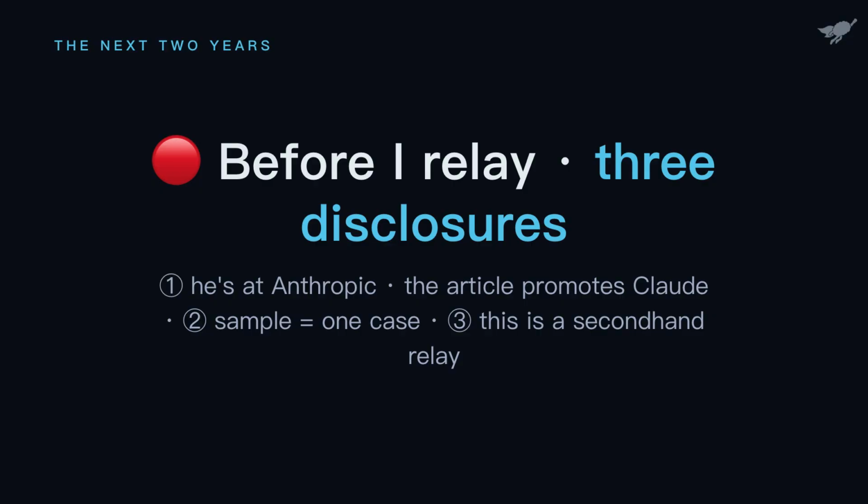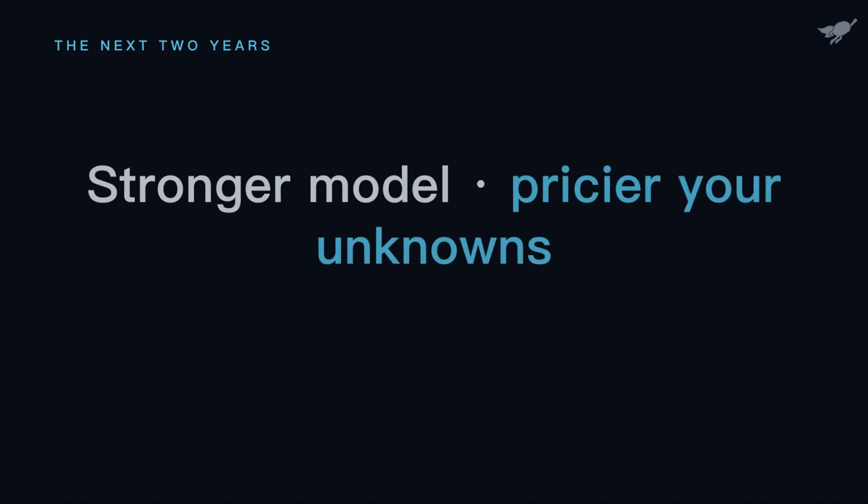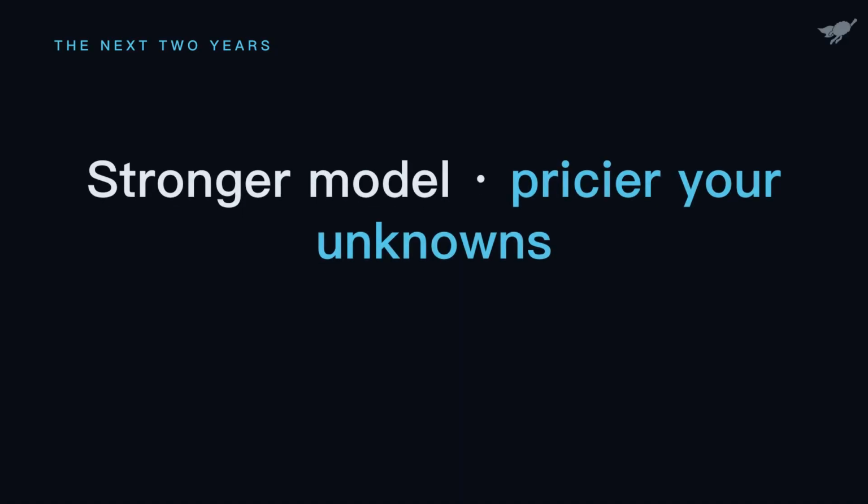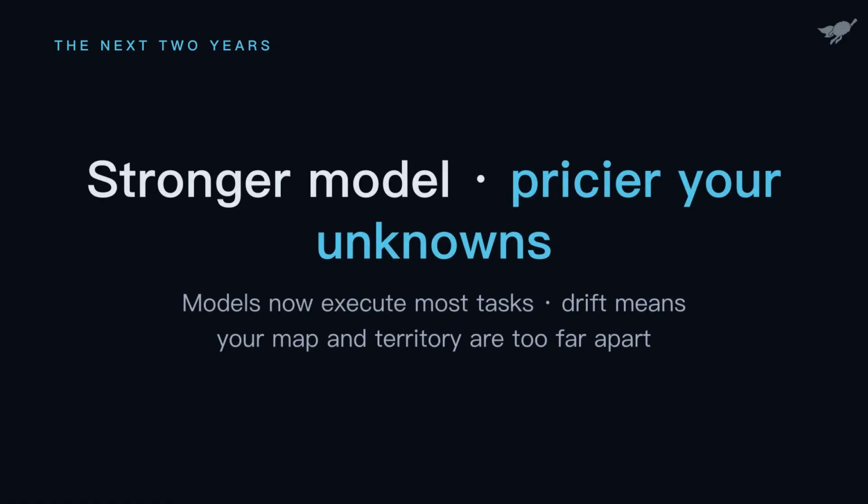Start with the most counterintuitive line. The stronger the model, the more expensive your unknowns. Back when models were weak, if the output was wrong, you blamed the model. Fair enough. But models are now strong enough to handle most of your tasks. So when it is still wrong, odds are your map and the territory are just too far apart.